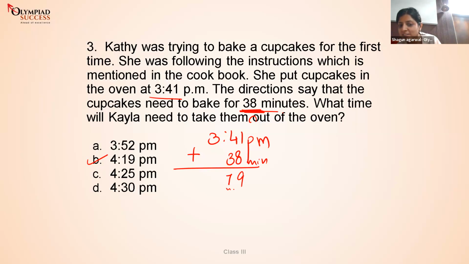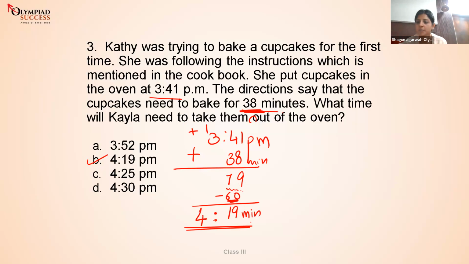But I cannot have 79, right? 60 minutes will make an hour. So I will subtract 60 from this. This will only leave 19 minutes remaining. And the 60 minutes which I subtracted, I will add it to the hour, making it 4:19 p.m. Did everybody understand the calculation?